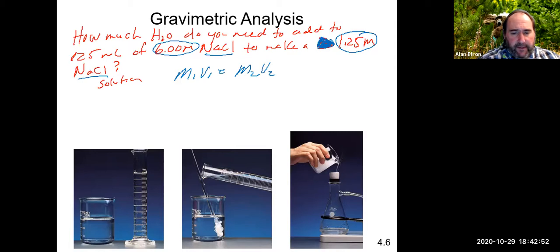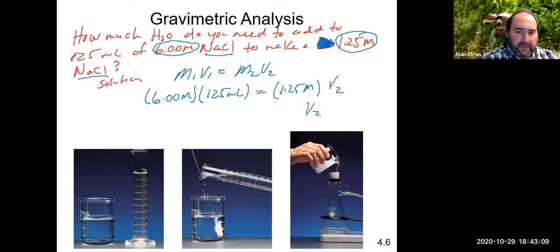Here we could go with our M1, which is 6 molar. Our V1 that goes with that is 125 milliliters. Our M2 would be our more diluted solution at 1.25 molar, and V2 we don't have. So if we solve for V2 in this particular case, we end up with 600 milliliters. And that would not be the answer, though.